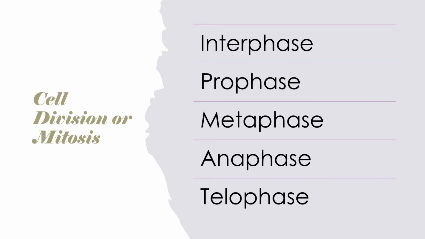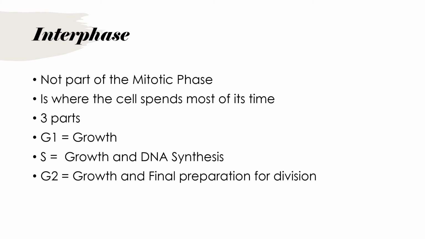Next, we're going to talk about cell division. In cell division or mitosis, you have interphase, prophase, metaphase, anaphase, and telophase. Interphase, which is the first part, is actually not part of the mitotic process, but it's where the cell spends most of its time.